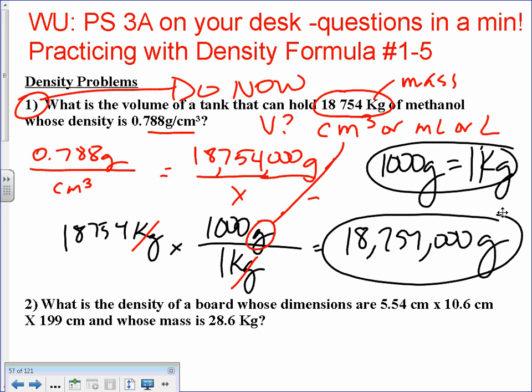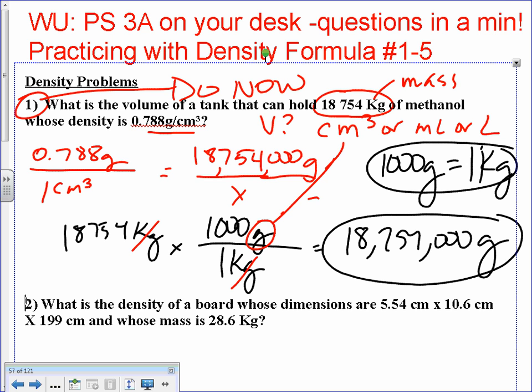Would you multiply those? You would cross multiply and divide, right? So x times 0.788 is equal to 1 times that, which is just that, right? So I'll show you that process. I need more space. I should have just put these on all separate pages.